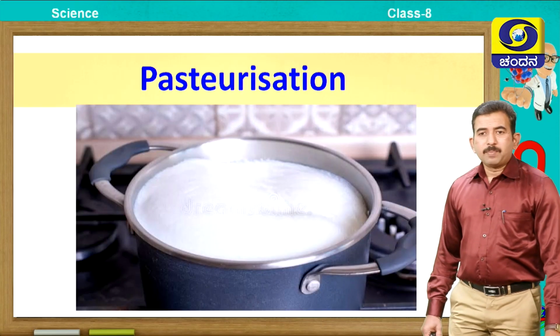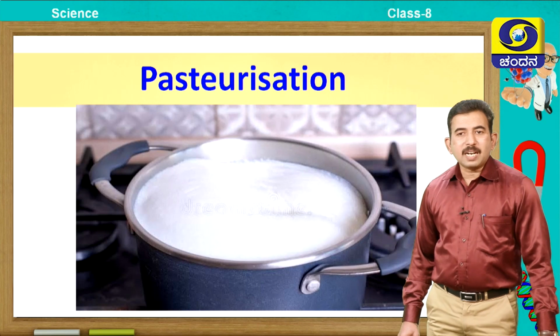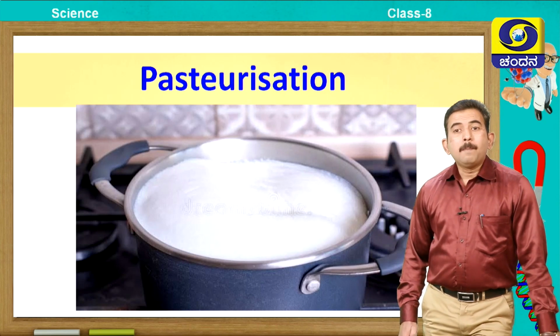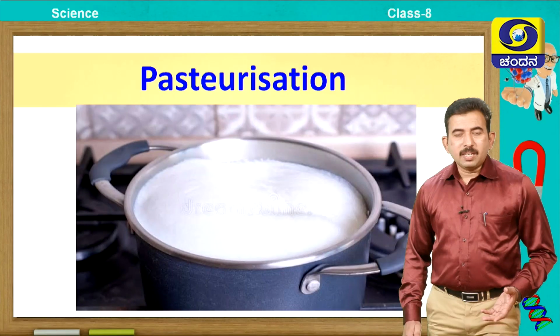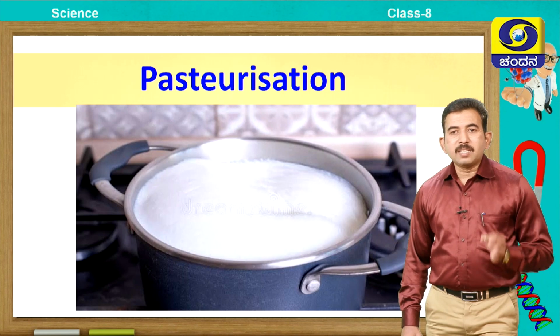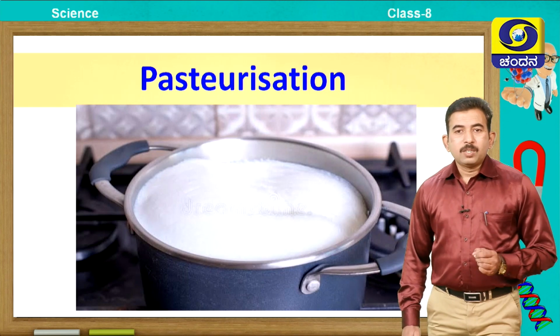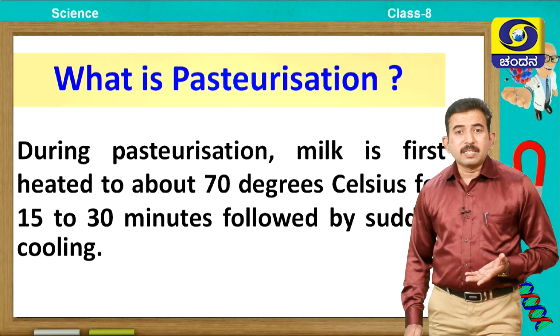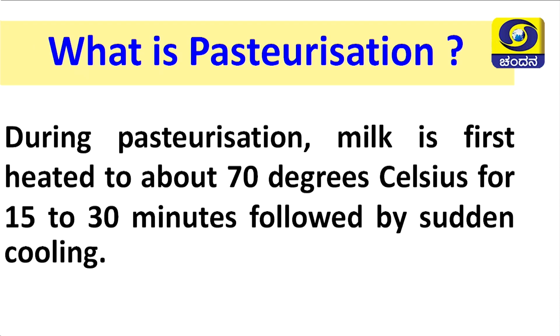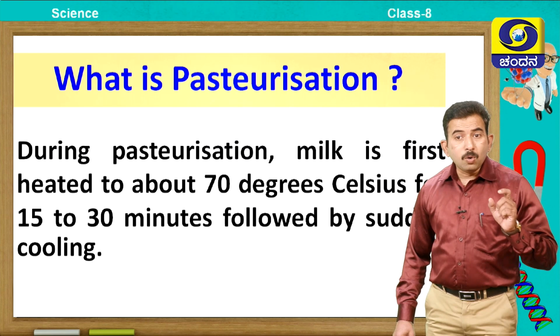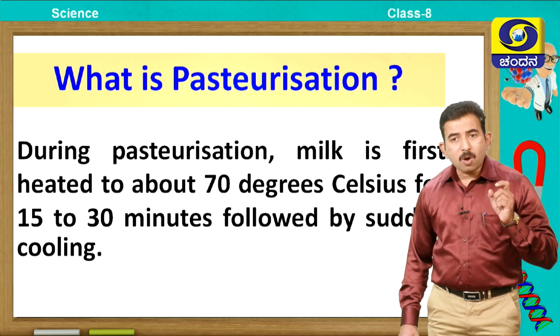The most common method which we use in our home is pasteurization to preserve milk. What is pasteurization? Who discovered it? Yes, you are right. The pasteurization technique was discovered by Louis Pasteur. Students, what is pasteurization? Pasteurization is heating of milk and milk products at about 70 degrees Celsius for 15 to 30 minutes, followed by sudden cooling. Sudden cooling checks the growth of microorganisms.